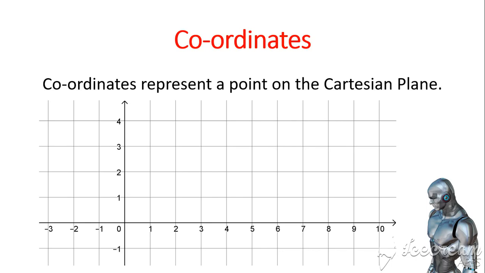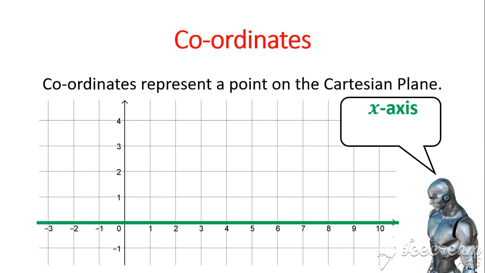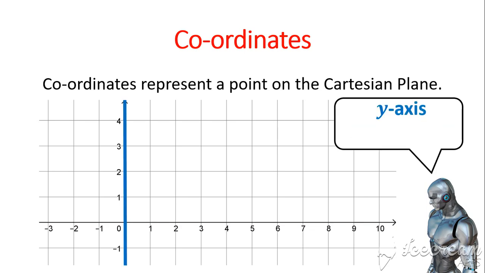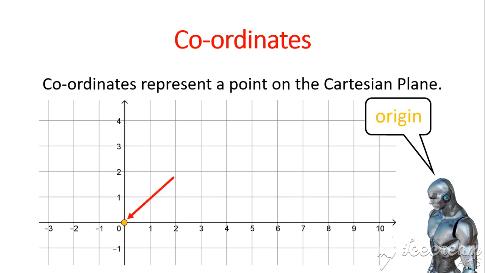This is a diagram that is called the Cartesian plane. We have what we call an x-axis, and a lot of people remember it as x going across. And we have a y-axis, and a lot of people remember it as y to the sky. The point where the x-axis and the y-axis meet is called the origin.